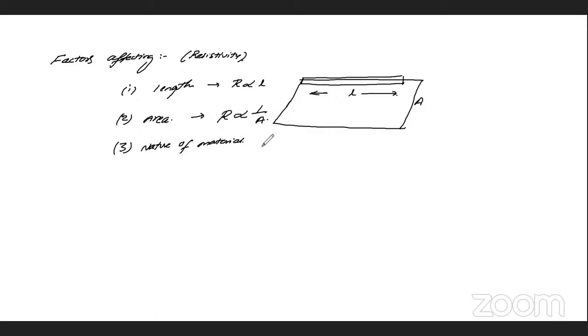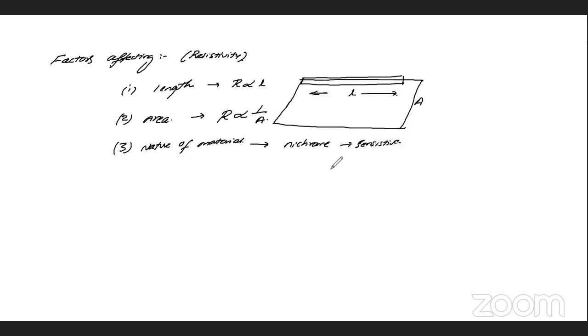Remember it. And the resistance of the conductor also depends upon the nature of the material, what type of material we are using. For example, nichrome wire is much more sensitive than copper. So nichrome wire is much more sensitive than your copper.